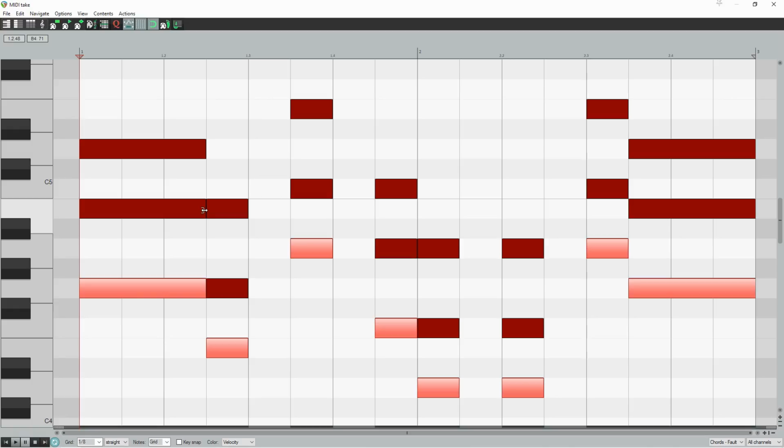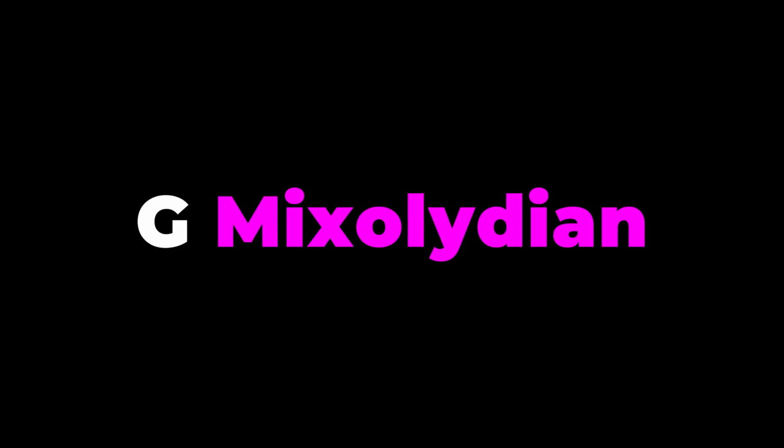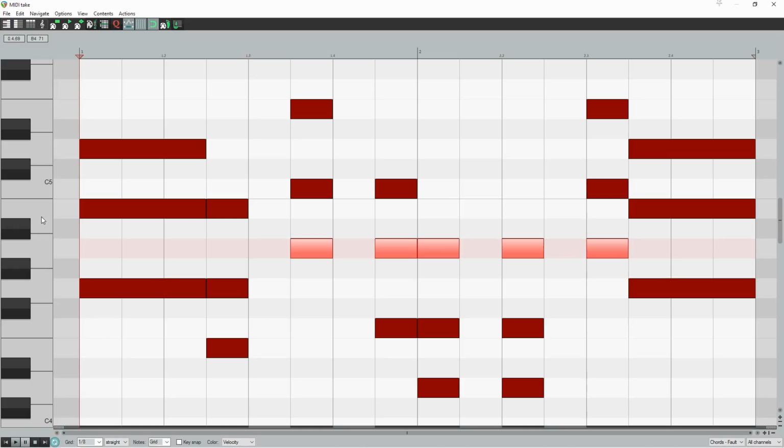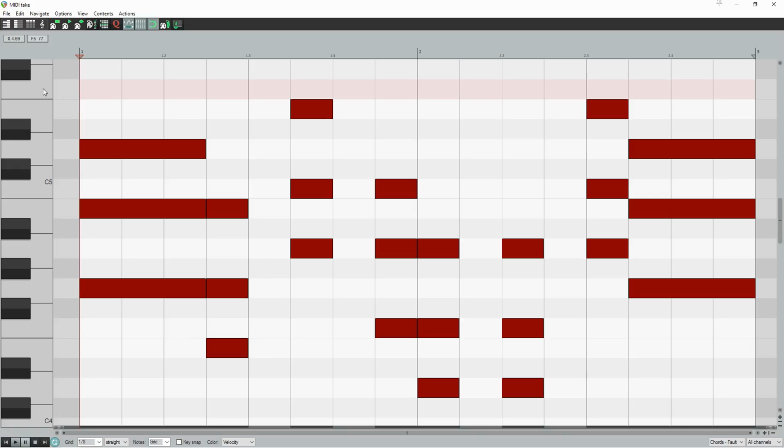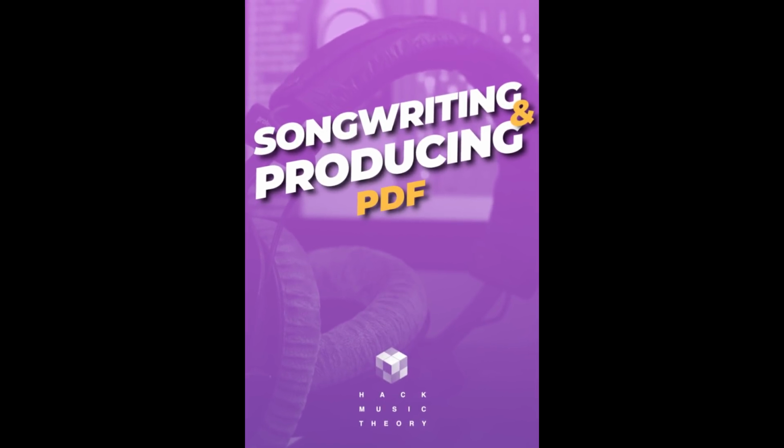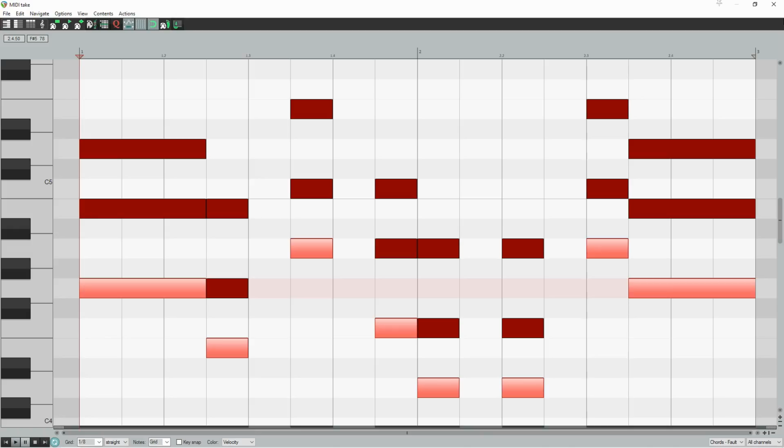And by the way, our example is in the key of G Mixolydian, which is all the white notes from G to G, and the tempo is 105 BPM. If you're not familiar with the happy but serious Mixolydian mode, you can use the mode hack in our Songwriting and Producing PDF. Okay, so how do we fix this progression and make the chords flow smoothly into each other, instead of abruptly jumping up and down when they change?